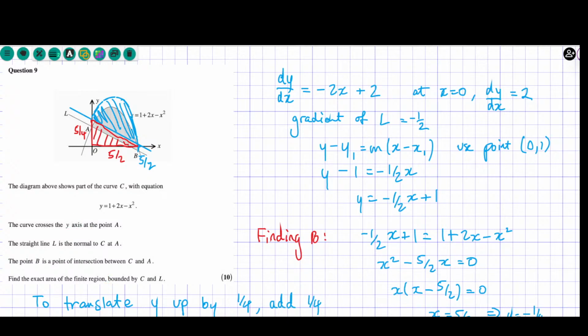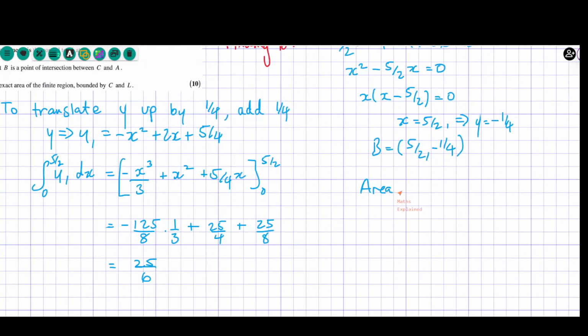Okie doke, so the area of the triangle. Area of the triangle is the height times the base divided by 2. So all of this is 25 on 4 times 4, 16.